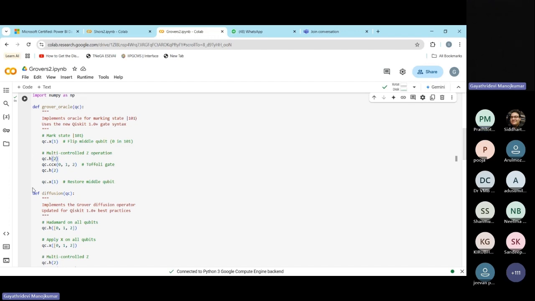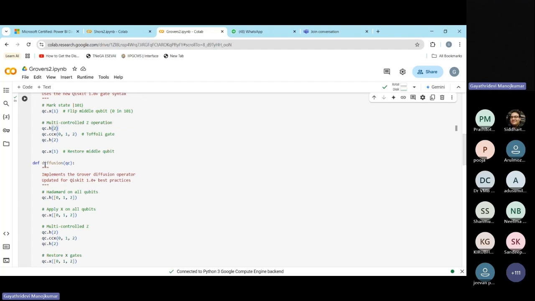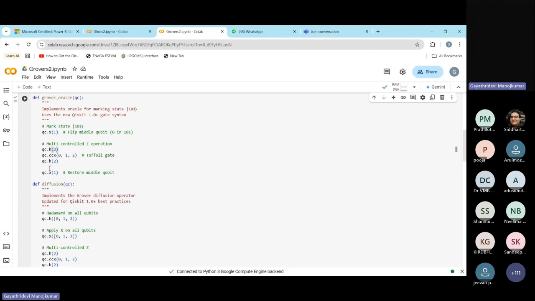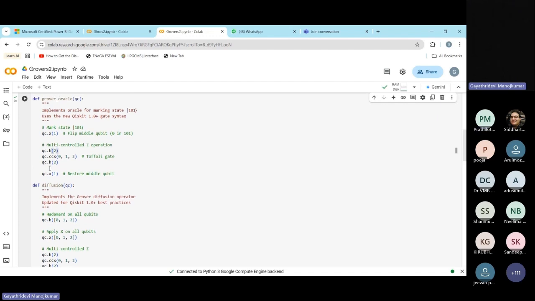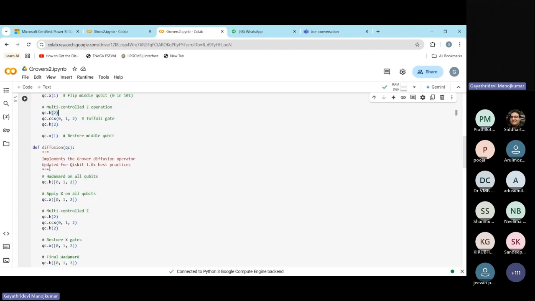The next part of the method is known as the diffusion, where, as we have seen in Grover's algorithm, the first step is the oracle function. The next one comes under the diffusion, where we need to apply the interference. That is, in order to achieve the amplification, we need to work with it.